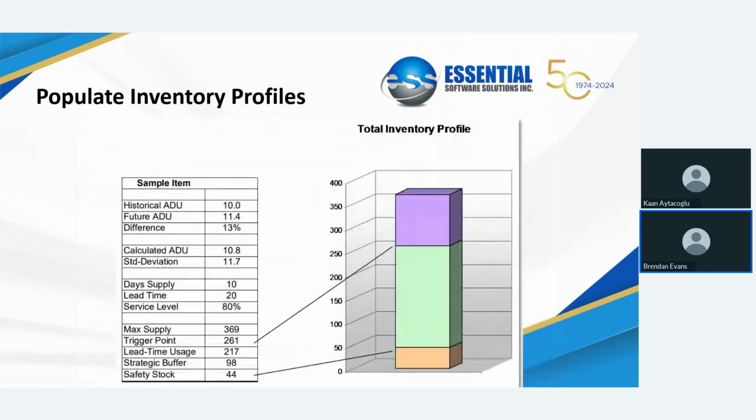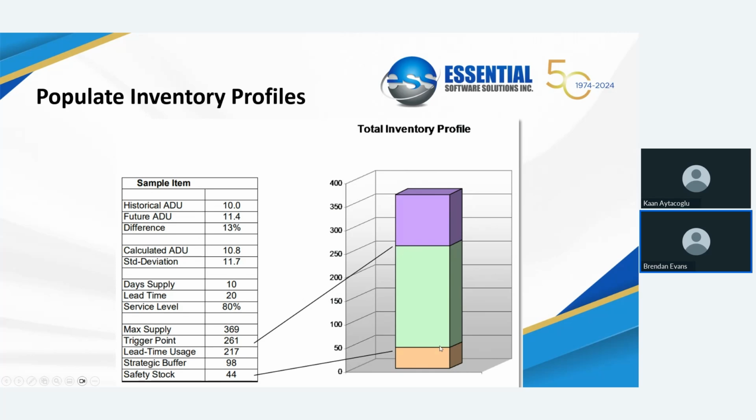So maximum supply in this case is 369, trigger point is 261, lead time 217, strategic buffer 98, and safety stock 44. So the orange area represents the desired safety stock level right here. The green level, so that's 44 units right there. The green level here represents the area between the maximum safety stock and the trigger point being 261 units. So this is the inventory that is expected to be used during the lead time to replenish the buffer.